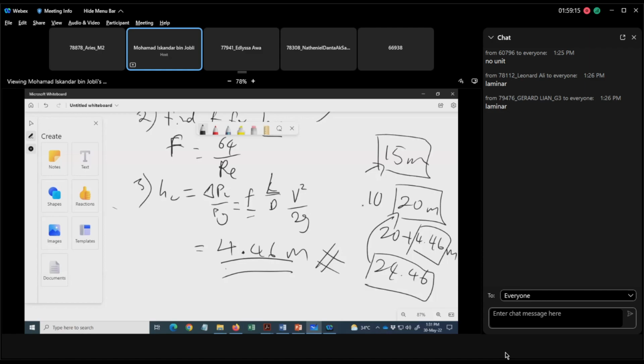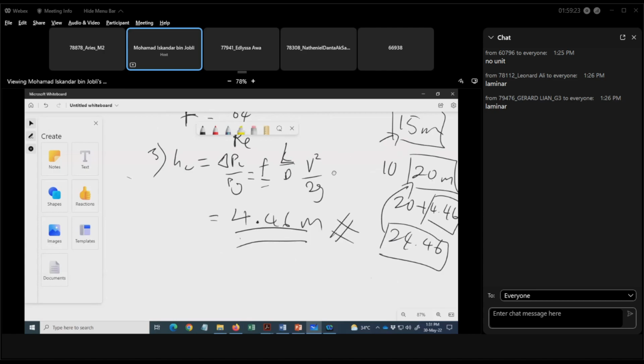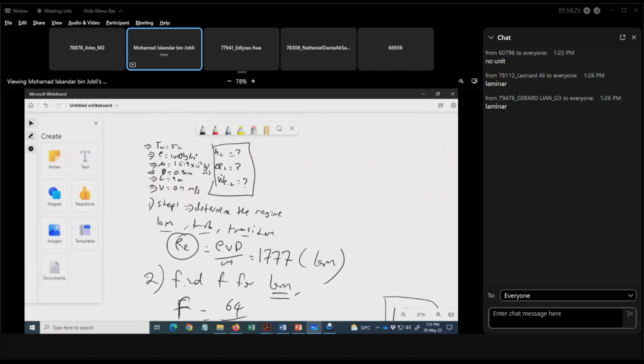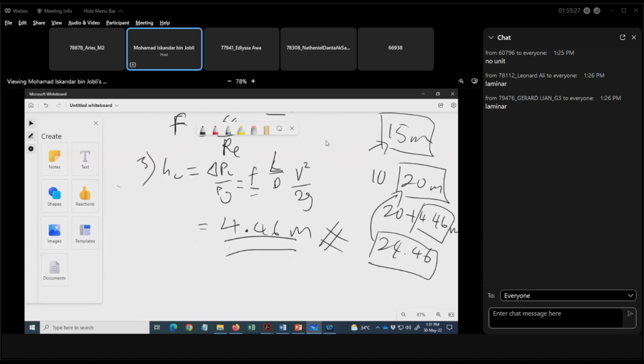Losses. It should have been 20, but becomes 15 due to the losses. So this is the head loss, 4.46. All right, and then the next one. Pressure drop.